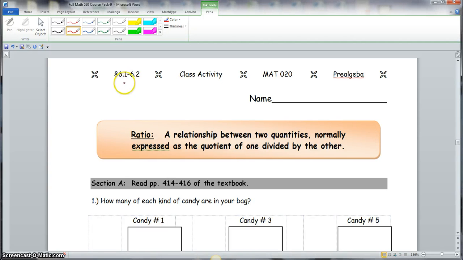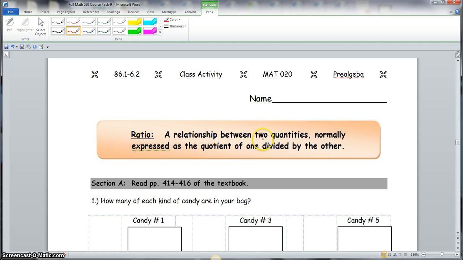Okay, class, we're about to start section 6.1. I know this activity says 6.1 through 6.2, but this is basically just 6.1. We're going to cover certain parts of this activity. The other part must be done in class. Now we start off with ratio in this meeting.